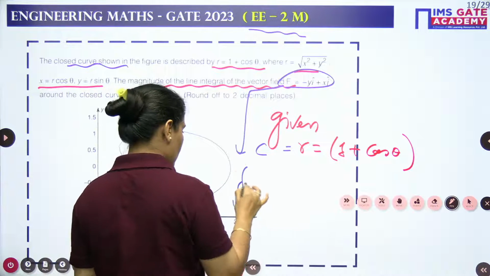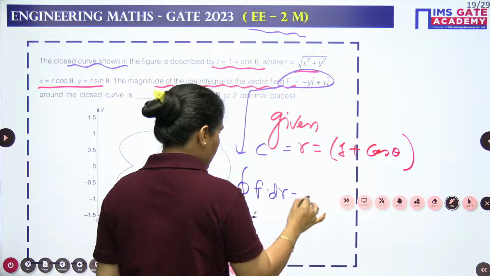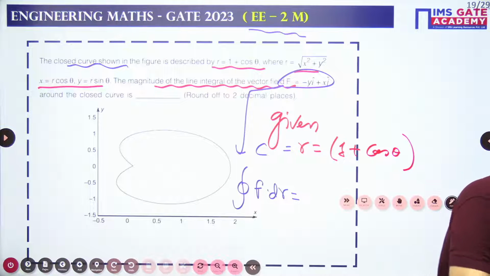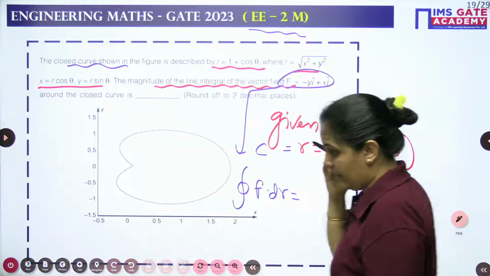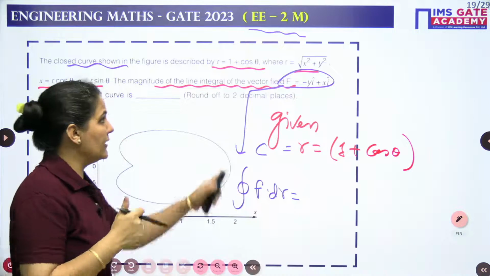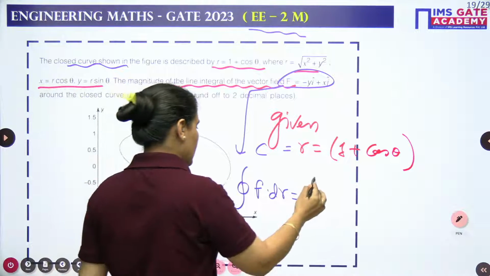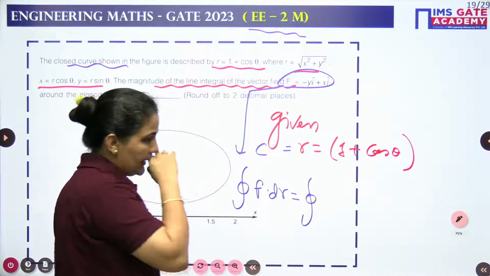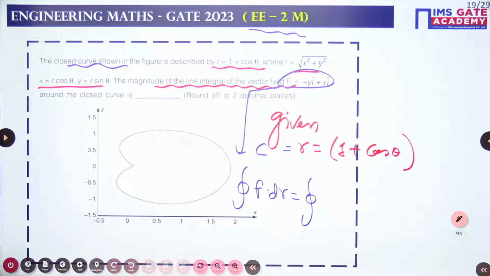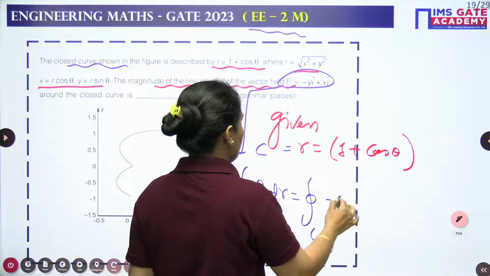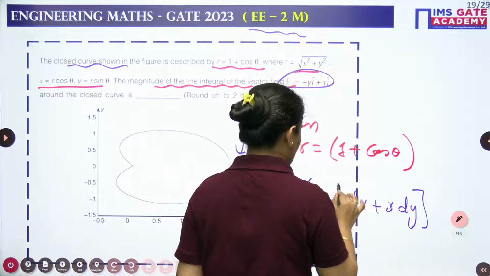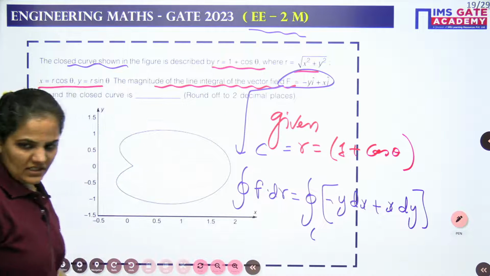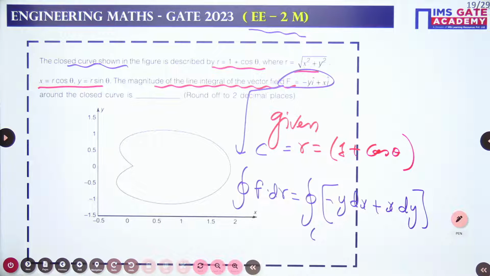Let me write down so it will give you the clarity that FDR. So when I will go with this one, FDR, we are having the minus y i plus x j. So you can write down this FDR in the form of the integration, so this will become integration of minus y dx plus x dy. Okay. Alright, so these things are given to us and we will use only these things which are given to us.